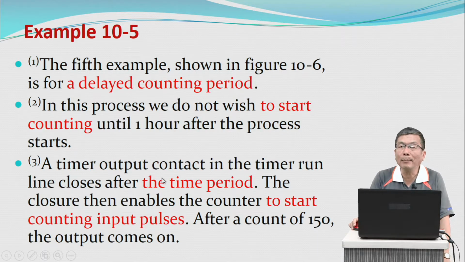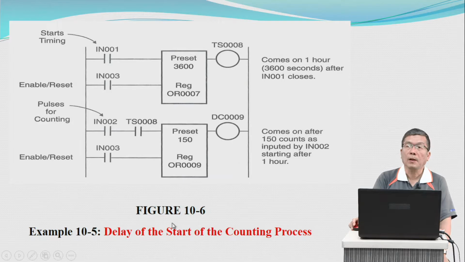A timer output contact in the timer run line closes after the time period. The closure then enables the counter to start counting input pulses. After a count of 150, the output comes on. This picture shows the program for this application.